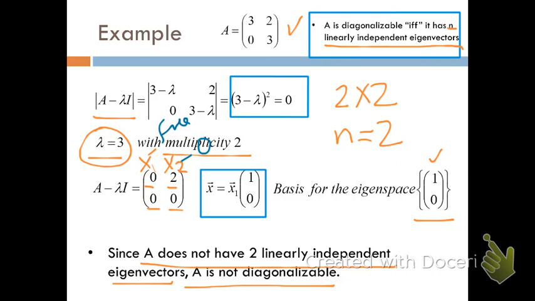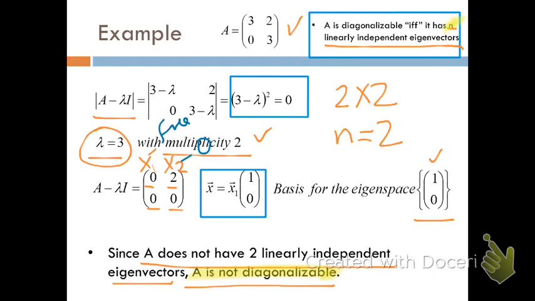So we have to keep in mind that when we have multiplicity, the matrix may or may not be diagonalizable. We have to check to make sure we have n linearly independent eigenvectors. For this particular example, we only have one, and since n is equal to 2, we can say A is not diagonalizable.